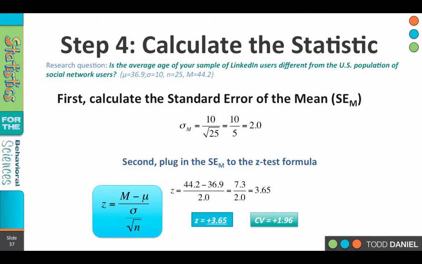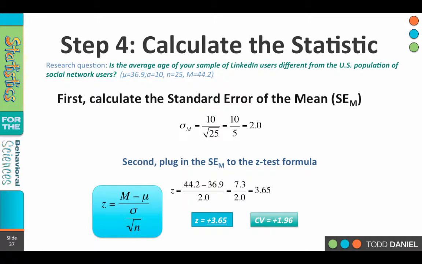In the numerator, our z-test is the sample mean, 44.2, minus the population mean, 36.9, divided by the standard error of the mean, which we've already calculated as 2.0. That's 7.3 divided by 2, which is 3.65. That is our z-score. We have calculated a z of positive 3.65.